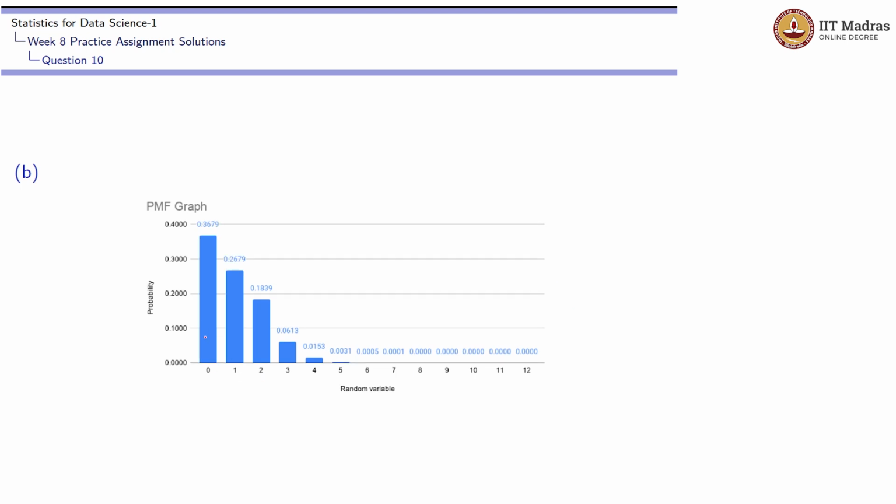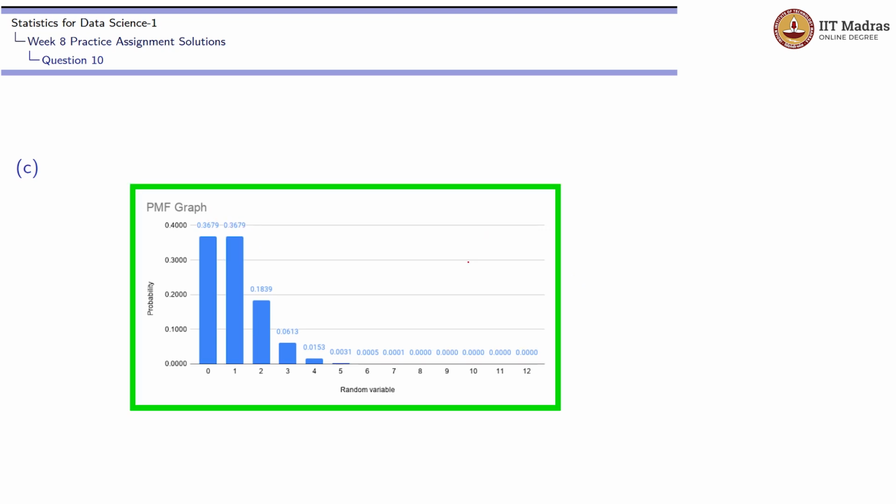For the second option, they have given p of x equals 0 as 0.3679, which is correct, but p of x equals 1 is given as 0.2679, so that is wrong. P of x equals 1 is also equal to 0.3679. For the third option, they have given p of x equals 0 as 0.3679, which is correct. P of x equals 1 is 0.3679, which is also correct. P of x equals 2 is 0.1839, which is correct. And p of x equals 3 is 0.061 approximately, which we have calculated. This is correct, so this could be the correct option.